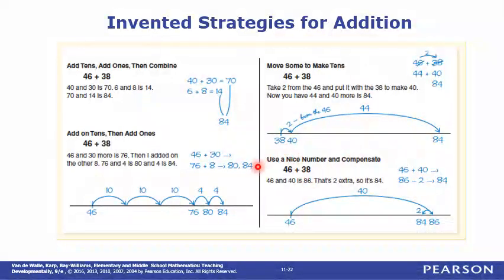And then the last strategy on this slide is to use a nice number and compensate. So 46 and 40, because 38 is really close to 40. 46 and 40 is 86, but I had 2 extra, so I take away 2 to get to 84.